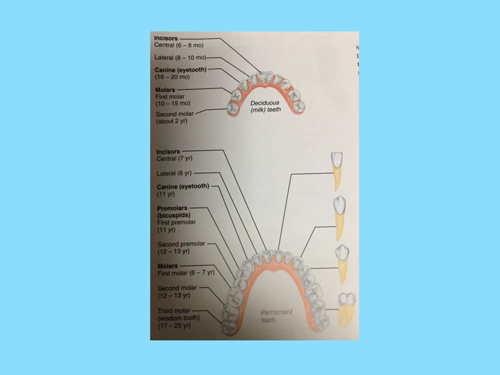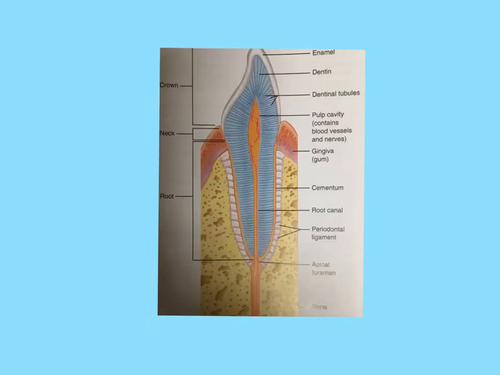Teeth are classified by their shape and function. There are incisors, which are used for cutting or nipping off pieces of food. These are chisel-shaped. Then there are fang-like canines, which are used to tear and pierce the food. And the last type is the molars, that have broad crowns with rounded cusps for grinding and crushing.